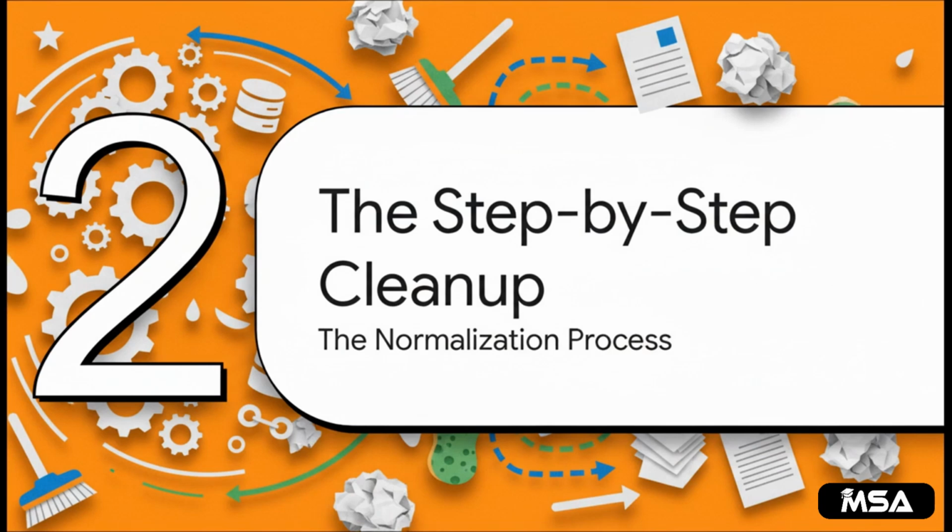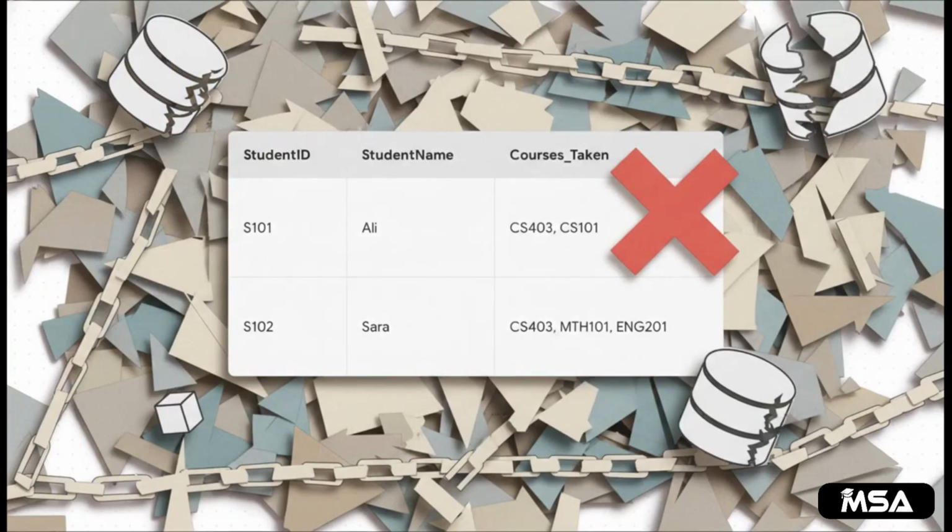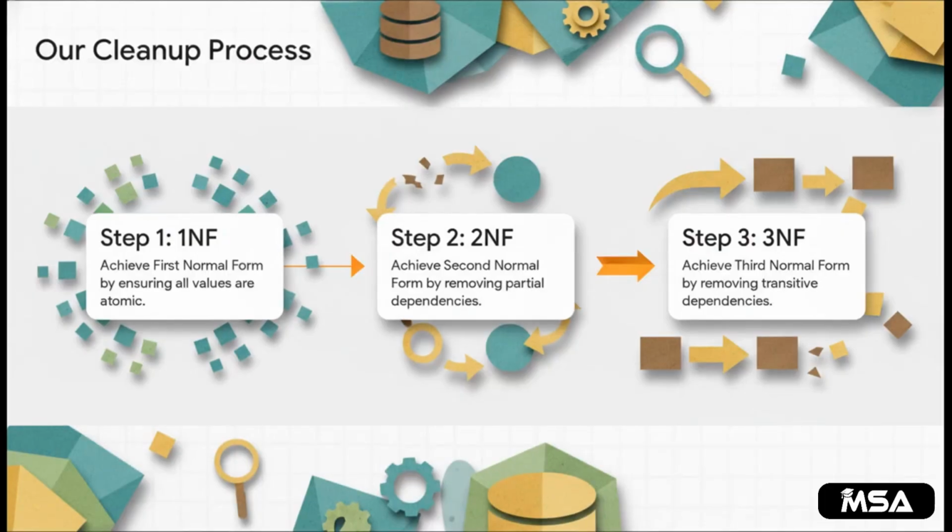Okay, so now that we've identified all the problems and we know the rules, it's time to roll up our sleeves and start the actual cleanup process. Let's do this step by step. This right here is our starting point. This is what we call unnormalized form, or just a mess. Look at that courses taken column. We've got multiple courses stuffed into a single cell. Databases absolutely hate this. It's inefficient, hard to search, and just plain wrong. So how do we clean this up? We're going to follow a 3-step process.